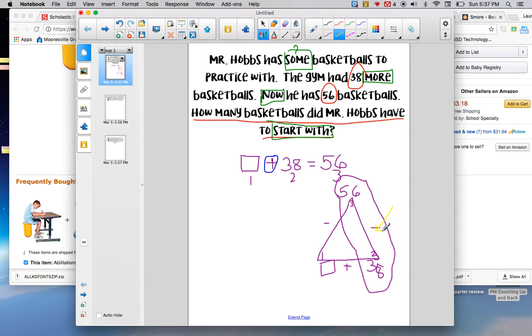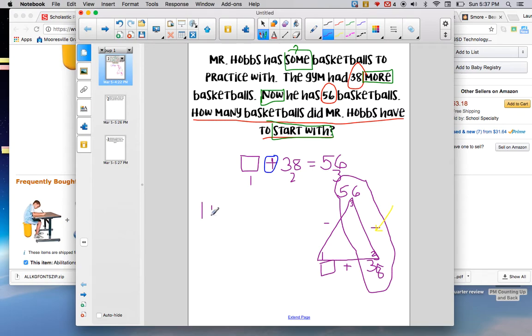So I'm going to choose a strategy now. I can do base 10. I can do stack it up. I can do number line. Or I can do decomposing. Let me see. I think I am going to do, how about base 10 this time?